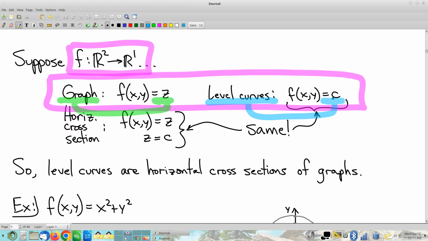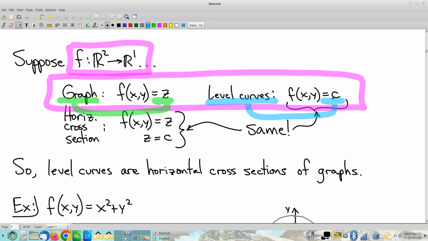The graph, you can see right here, now has 3 variables in the equation. This gives us a 3-dimensional picture of a 2-dimensional surface, as we previously discussed. Level curves, still only 2 variables, in some sense as it should be. It's a function of 2 variables. So this is a picture in R2, and each one of these is a curve. So don't conflate them. They're totally different.